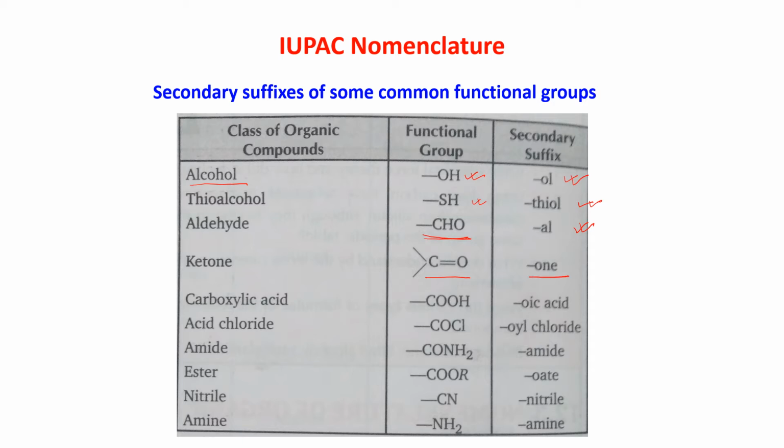Carboxylic group, COOH, oic acid. Acid chloride, COCl, that is oyl chloride. Amide, this is amide only. Ester, COOR, it is oate. CN, nitrile, that is the nitrile group. Amine, NH2, amine group. So these are the common functional groups which come as secondary suffix. You have to learn all these things.